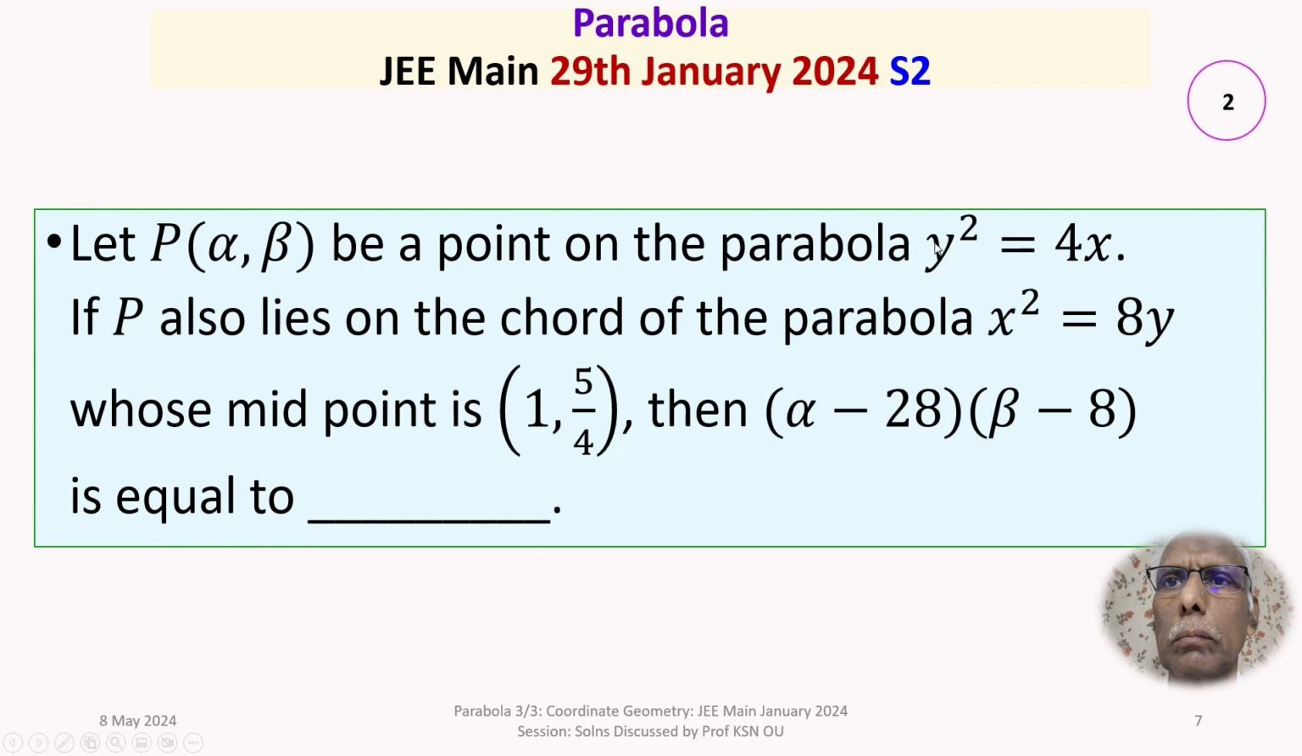So we have a parabola y square is equal to 4x, and we are given a point P with coordinates alpha, beta on this parabola. It's also given that this point P also lies on the chord of the parabola x square is equal to 8y, whose midpoint is (1, 5/4). So consider a chord of this parabola whose midpoint is (1, 5/4). On that chord P also lies. Then we are required to find the value of alpha minus 28 multiplied by beta minus 8.